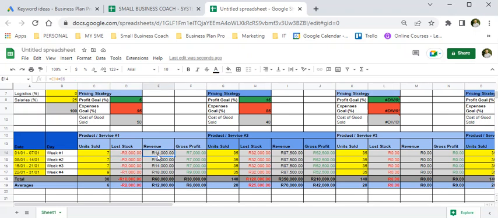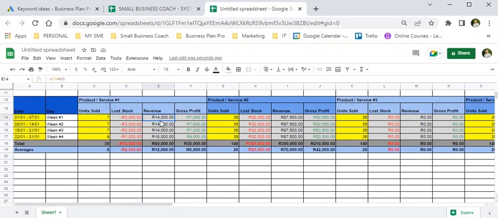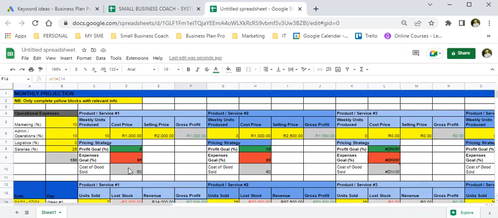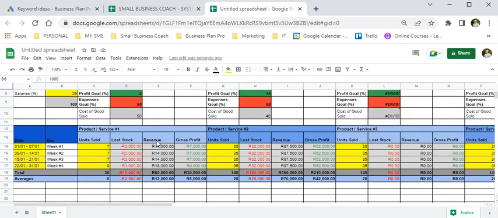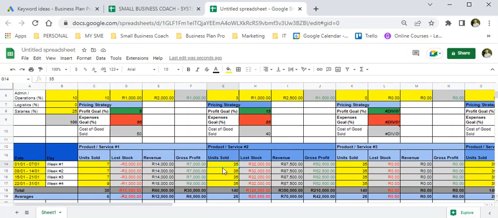It shows you your revenue, and the revenue then is my 7 units sold times my selling price of 2,000 Rand. So my revenue then for the week will be 14,000 Rand. Gross profit is 7,000 Rand. The gross profit obviously is then your revenue minus your cost of goods sold, which is 1,000 Rand per pair, and that gives you your 7,000 Rand. Okay, let's get then to product service number 2, where we are selling 3 units per week.